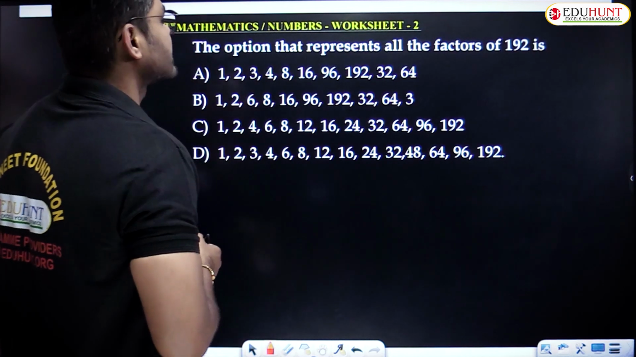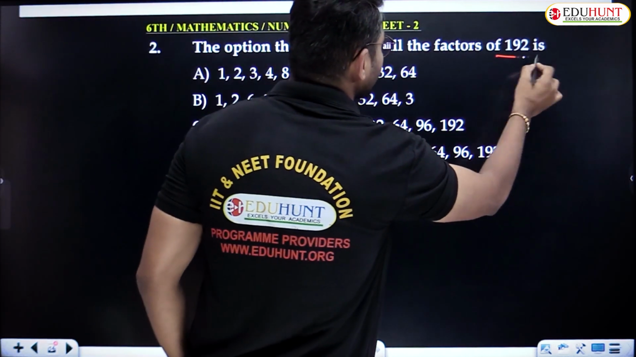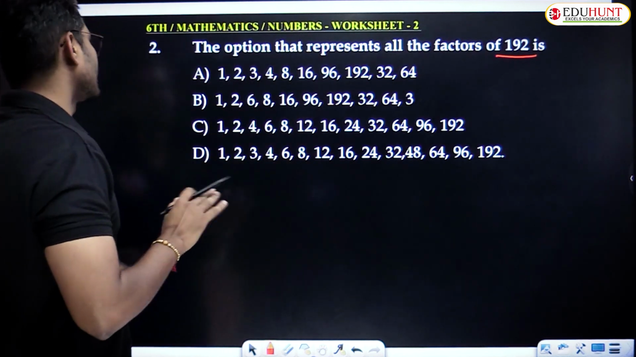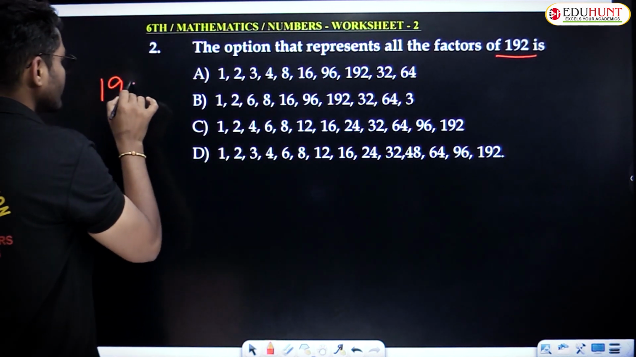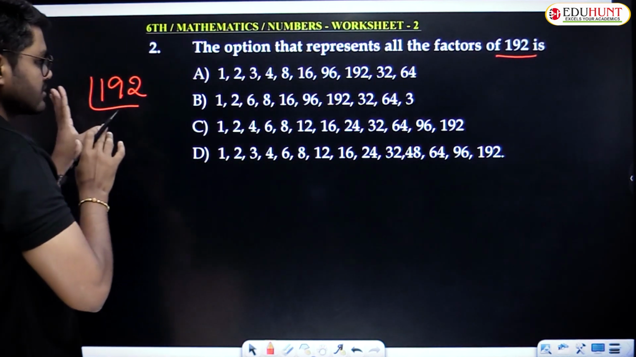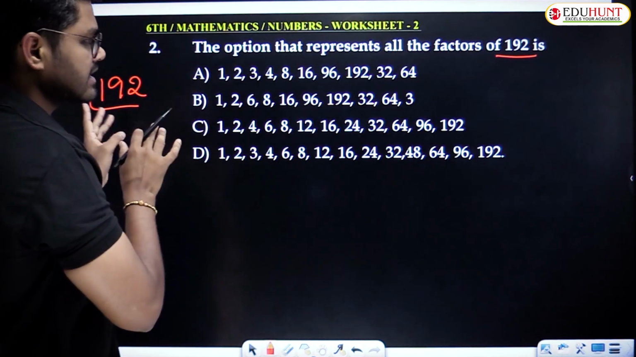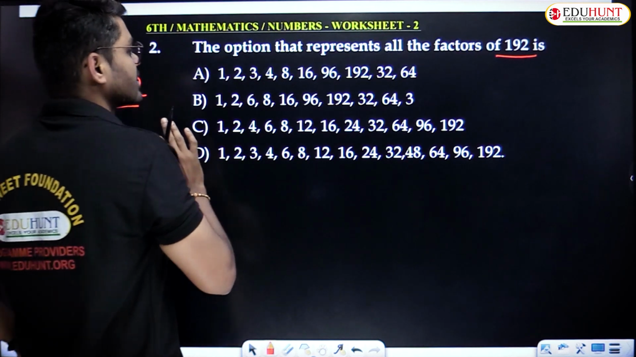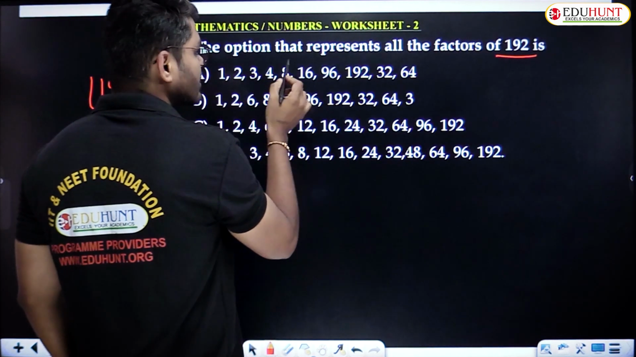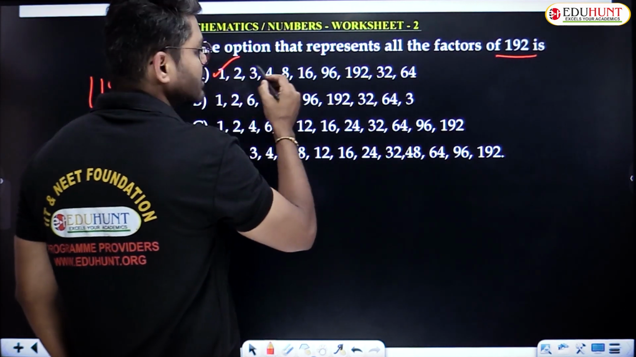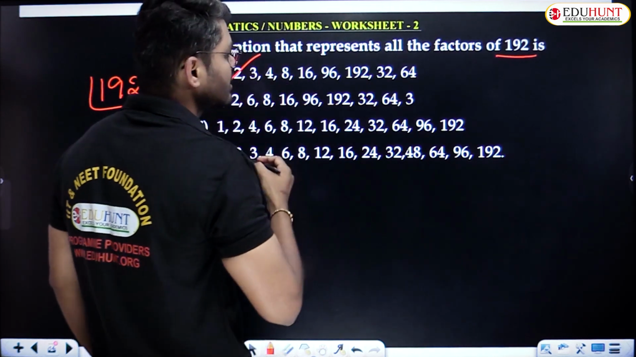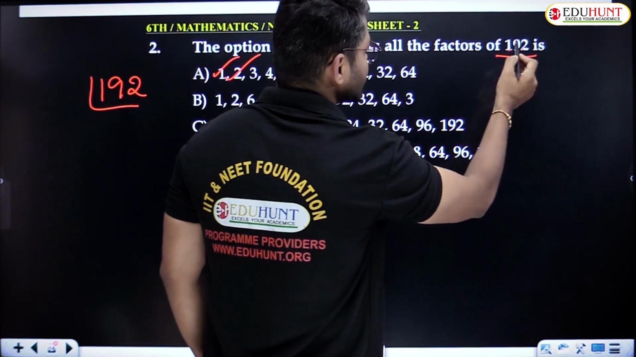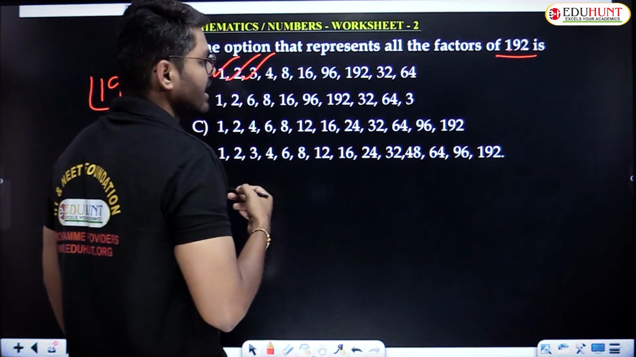The option that represents all the factors of 192. So we have to find the factors of 192. If we solve this question by using the factors, that will take more time. So check the options one by one. For example, see 1. So 1 divides 192. It is divisible by 2. Let's see, this is 2 plus 1, 3, 3, 9. This is divisible by 3 and 4.